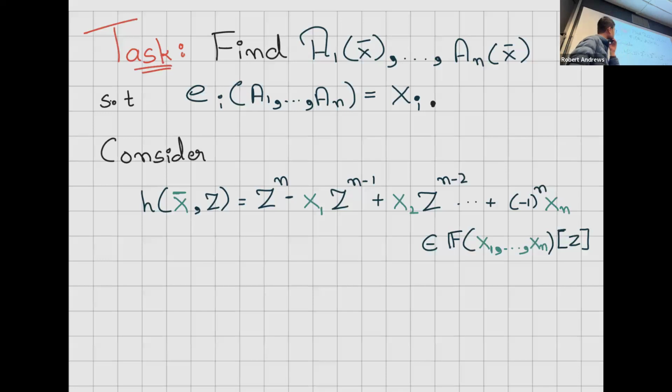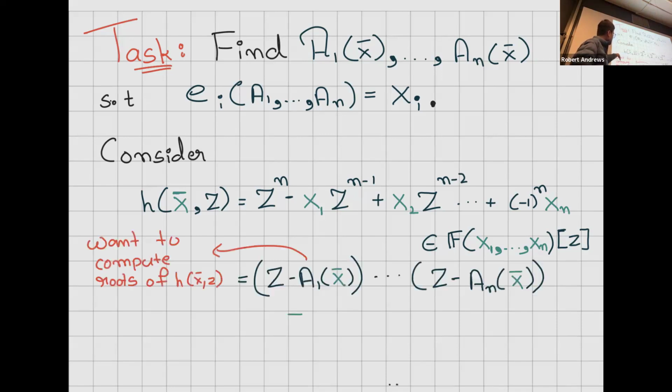Consider this polynomial. Think of it as a polynomial over the variable z with the variables in x pushed into the ring. Notice that its roots are exactly A1 up to An, because the ith elementary symmetric polynomial in the roots gives us the coefficient xi, x1, x2 up to xn. Right?